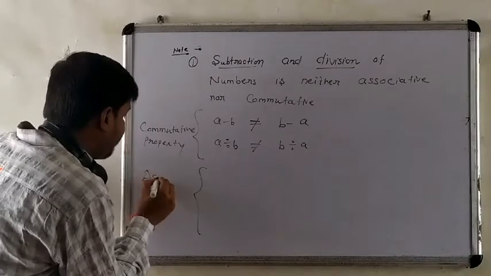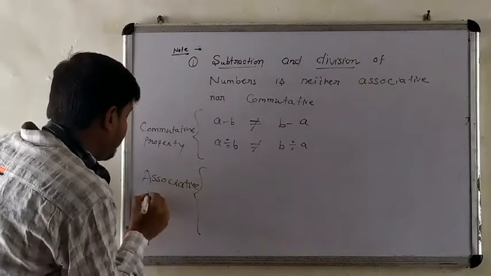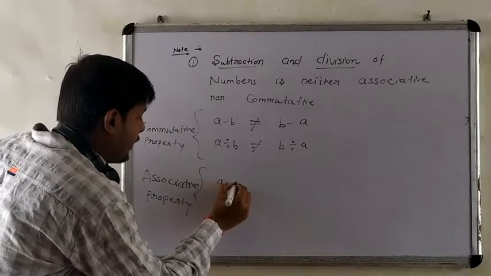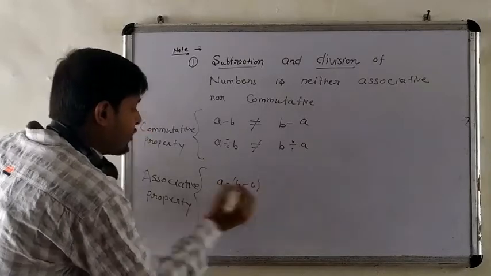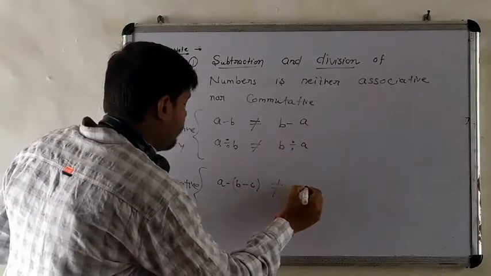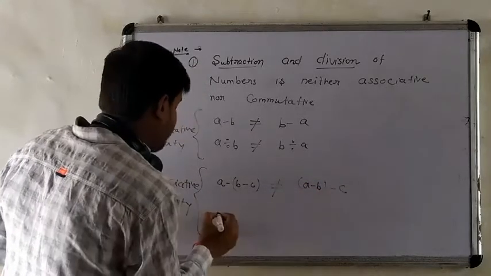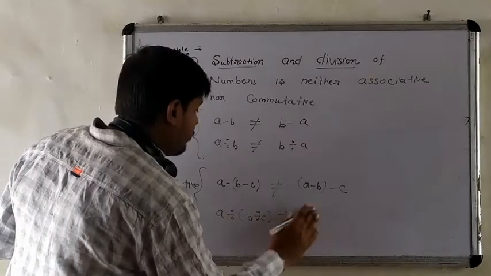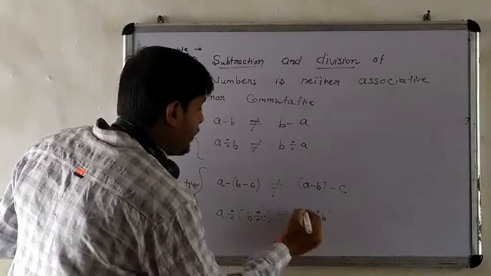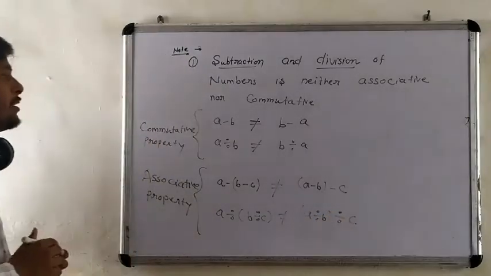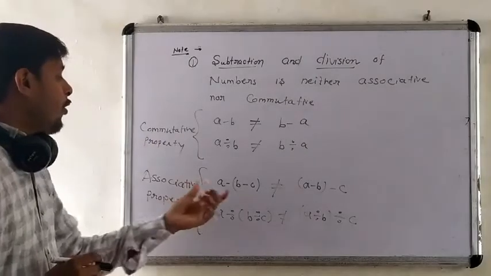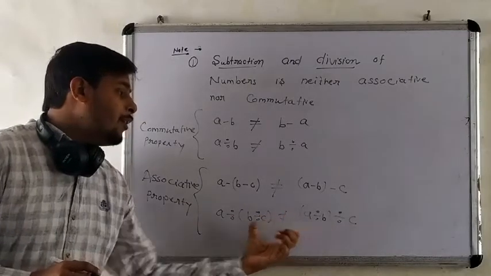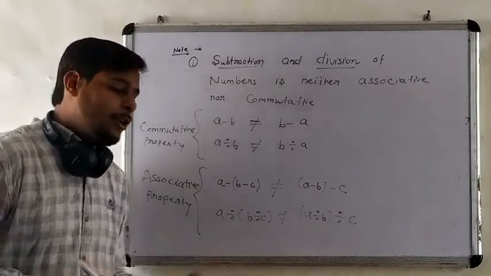Similarly, for associative property, A minus B minus C does not equal A minus B minus C. Similarly, for division, A divide B divide C does not equal A divide B divide C. Means in case of division also, order of integers changes the result of operation.